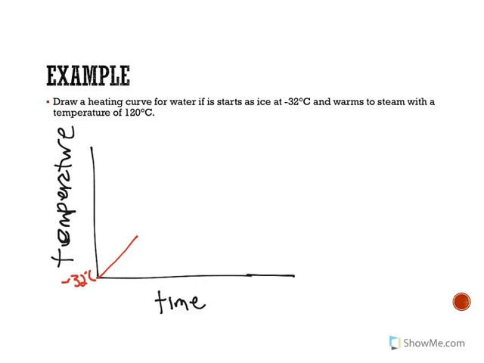It's going to heat up until it reaches 0 degrees. And then once it's at 0 degrees Celsius, it's going to melt and take some time to melt. And then once it's all melted, it's going to heat up to 100 degrees Celsius, where it then boils and takes some time to boil. And then it will heat up, as steam, to 120 degrees Celsius.